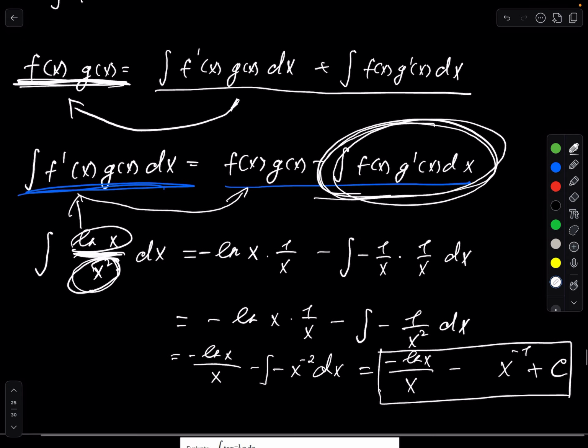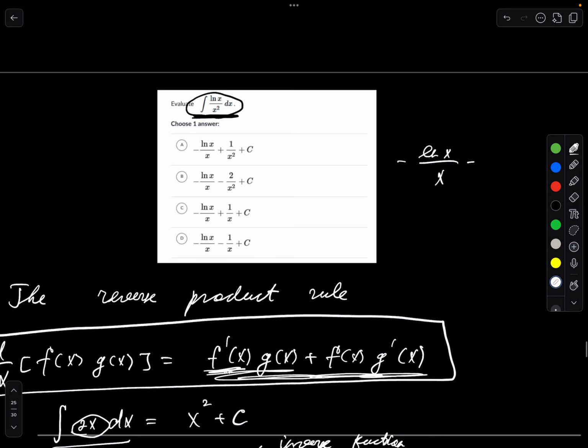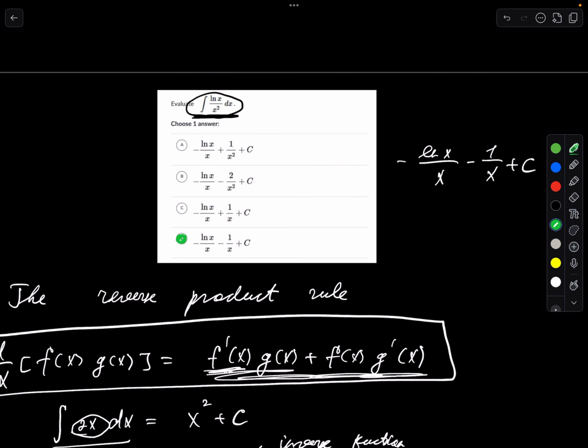Then we had, well, negative x to the negative 1 power is the same thing as negative 1 over x, and then plus c. Does this match any of the options we've got in our answer choices? Yeah, it does. Answer is D.